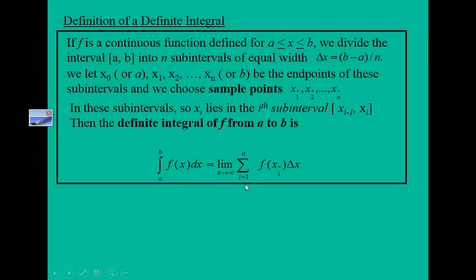So as we've been going through this process, we've been finding the area under the curve, and that's the definition of a definite integral. We're finding the area under the curve from a to b.